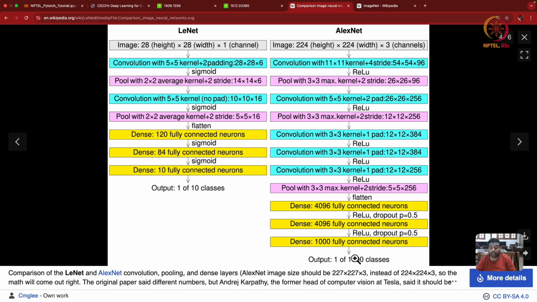As you can see here, the output is a vector of 1000 values, a probability vector of 1000 values after passing it through a softmax. Normally we don't use the softmax; we normally get the logits, and then the loss takes care of converting that to the softmax. Now this is the whole story of AlexNet.